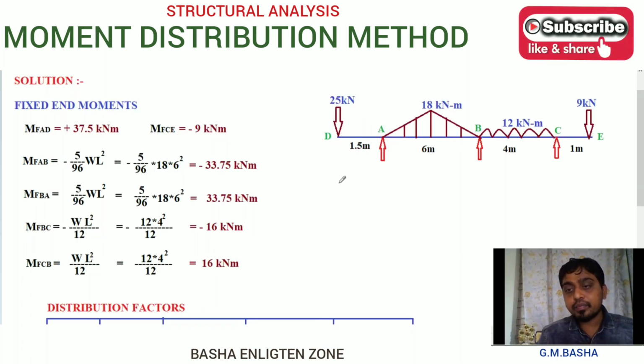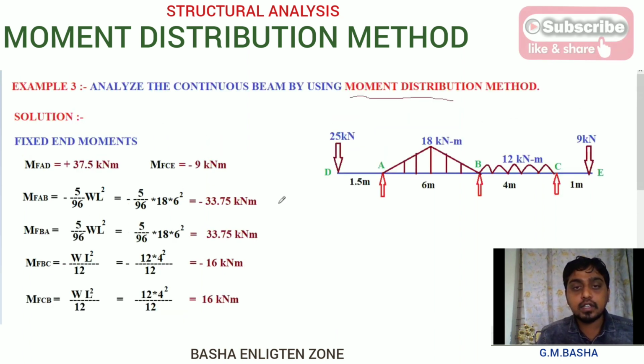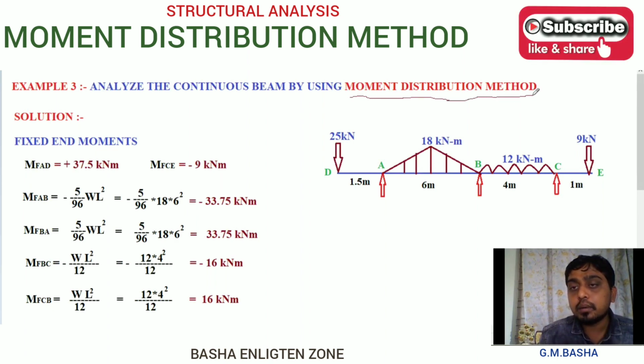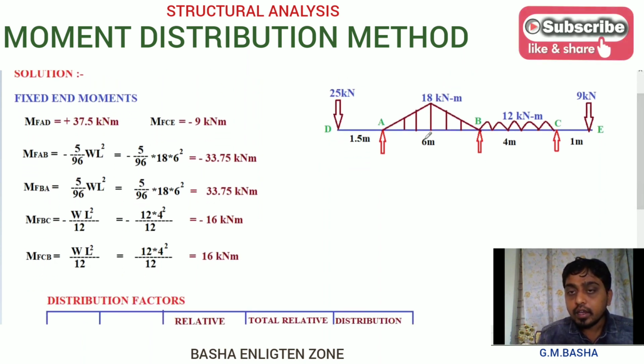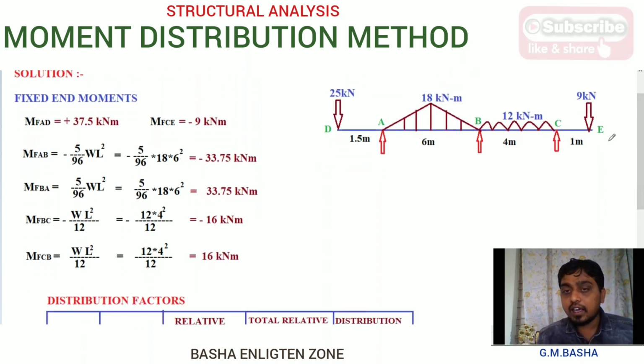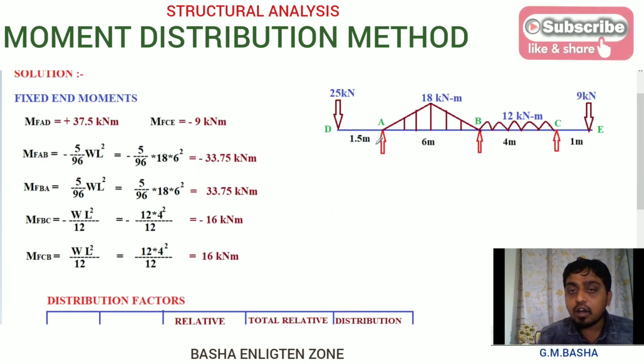In this lecture, I would like to explain another example based on the moment distribution method. Analyze the continuous beam by using the moment distribution method. This is a continuous beam ABCDE. AD is the overhanging beam, overhanging over a support at A. Similarly, CE is the overhanging beam over a support at C.